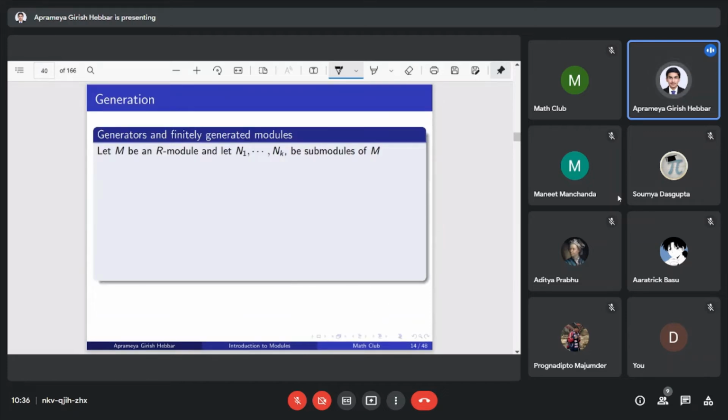Okay. So now let's see generation. We want to define, just as we study primes while studying integers, we want to see if the whole module is generated by a few elements. So how do we define generators? Given N1 up to Nk submodules of M, we define N1 plus N2 plus up to Nk to be the set of all elements a1 plus a2 plus up to ak, where ai belongs to Ni.